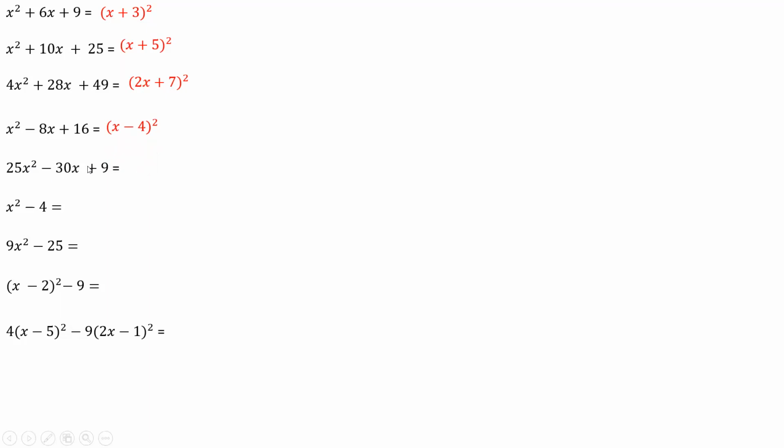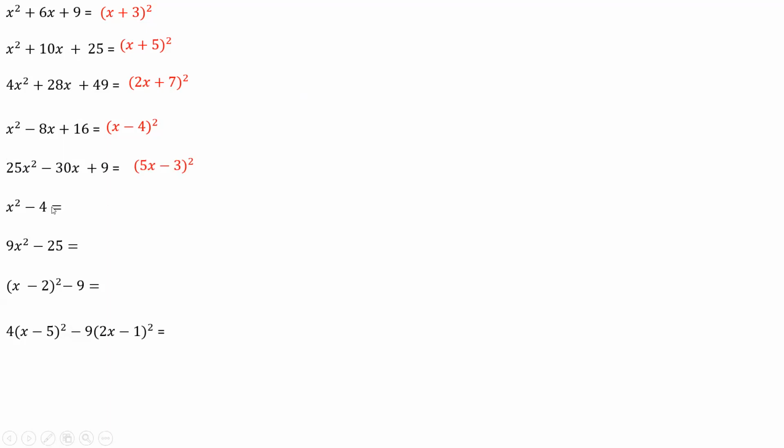25x squared minus 30x plus 9. Also, we have 3 terms, no common factor between them, so we use one of the remarkable identities 1 or 2. Since the second term is negative, we use remarkable identity 2, which is a minus b, all of it squared. a squared is 25x squared, root of 25 is 5, root of x squared is x, so a is 5x. Minus, b squared is 9, so b is 3. So I get 5x minus 3, all of it squared.